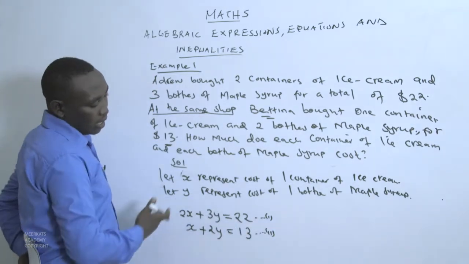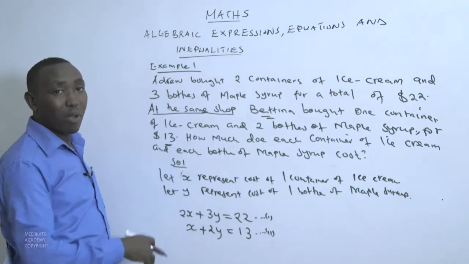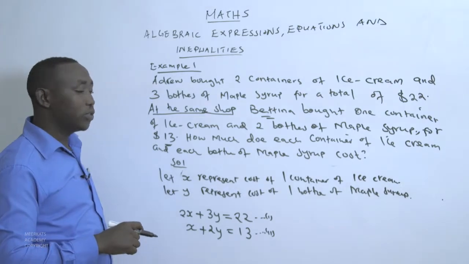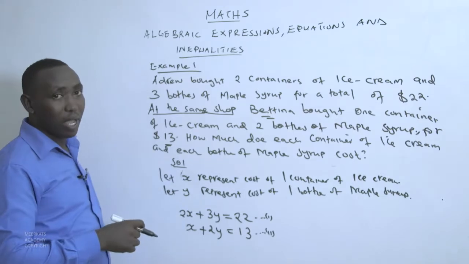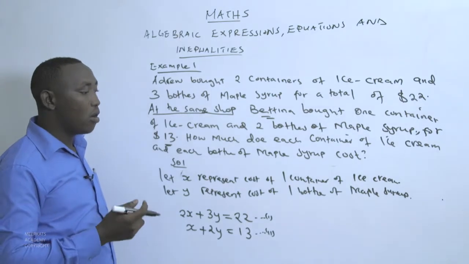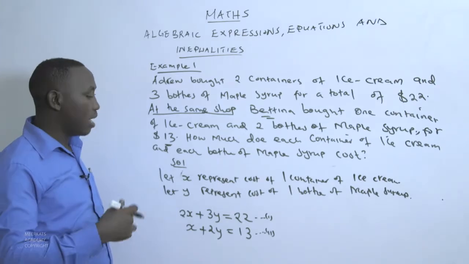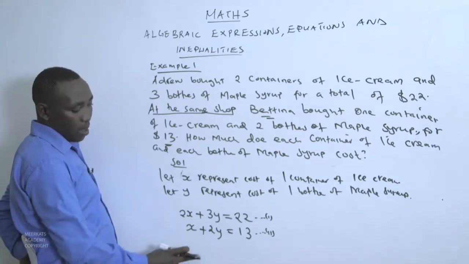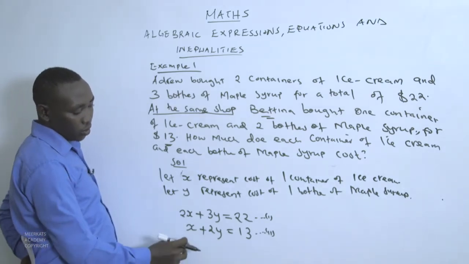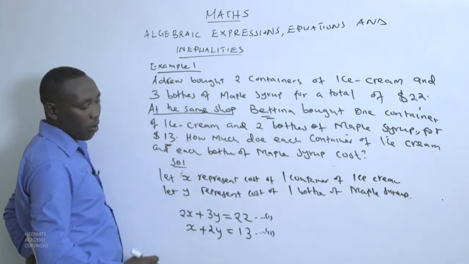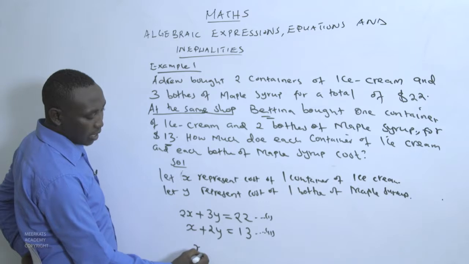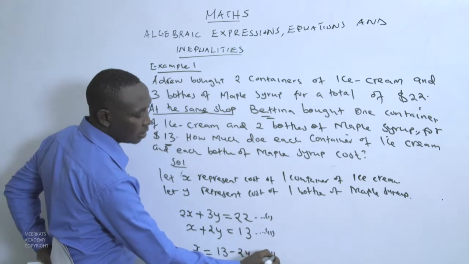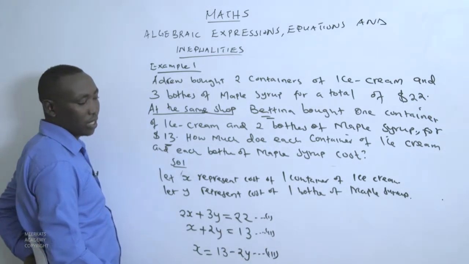Now this is the second step. We have come up with the pair of the simultaneous equations. We need now to go to step 3, that is solving them by use of either elimination method or substitution method. Either of the methods works. So let us use substitution method. With substitution, it is easier for us to work with equation 2 so that we express x in terms of y. Now in this case, x will be equal to 13 subtract 2y, and this will be our new equation, equation 3.